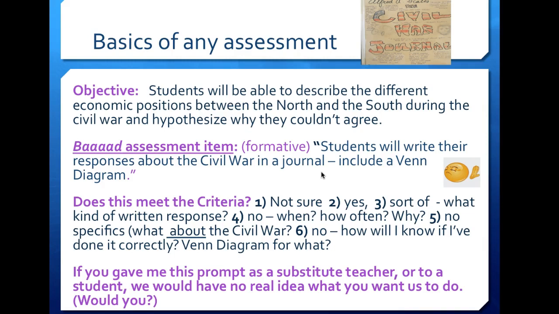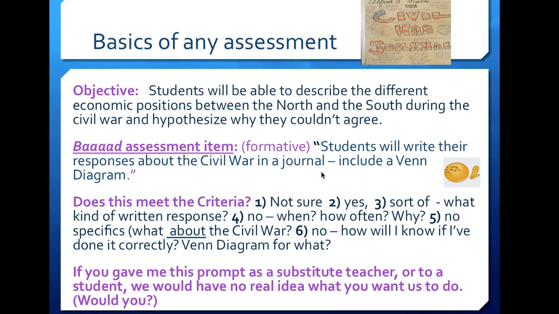Number 5, is the content of the task clear? There's no specifics in the task about what about the Civil War. The Civil War is this huge historical entity. What are we writing about? Even though we have an objective, we have no idea what the journal writing is about. Not in this assessment prompt.